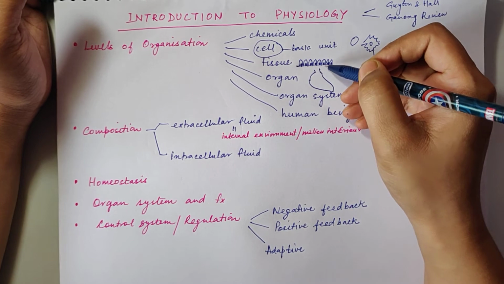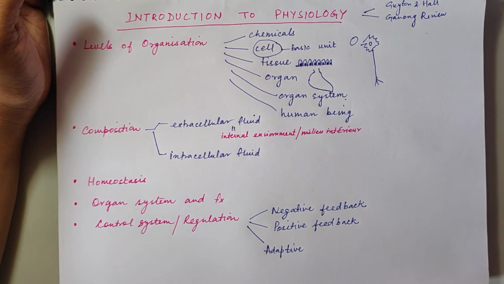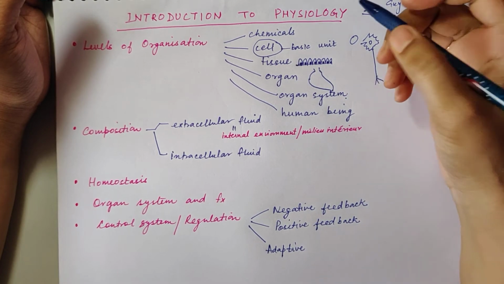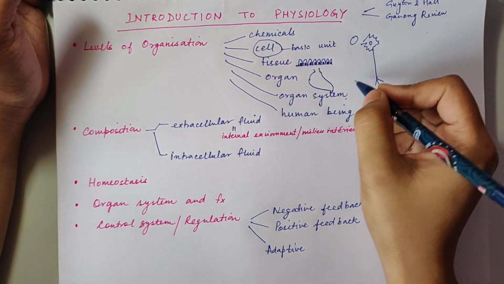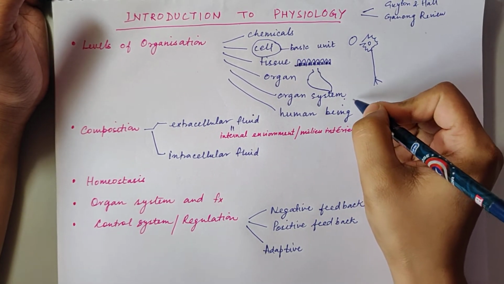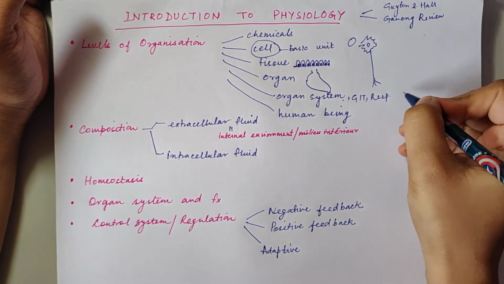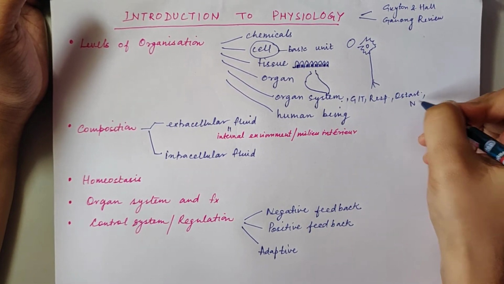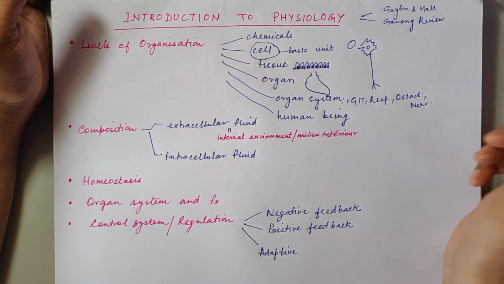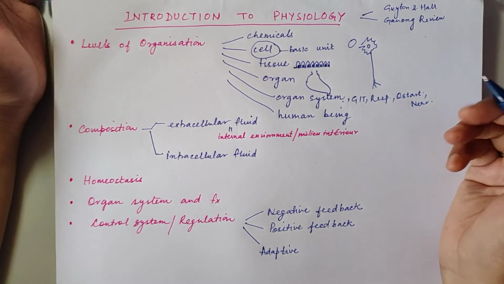Then different tissues come together to form an organ, like the stomach is an organ, and it is going to have all 4 layers. There's mucosa, there's submucosa, there's muscle layer, and then you have the serosa. Then the different organs work together in a coordinated fashion to form organ systems, like your GIT, your respiratory system, your osteoarticular system, your nervous system, and then all these systems work in synergy, and then you are the human body.